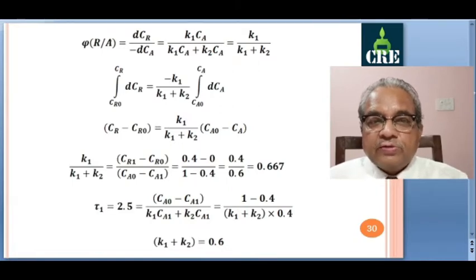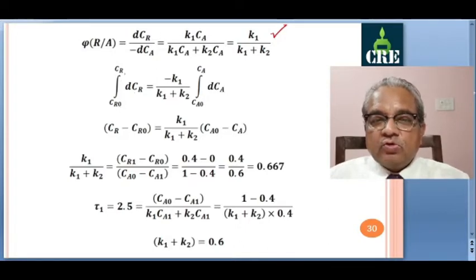So we'll write dCr by minus dCA, considering this is the desired product: K1 Ca by K1 Ca plus K2 Ca. So Ca can be cancelled out, and you are left with K1 by K1 plus K2. Now we integrate both the sides.